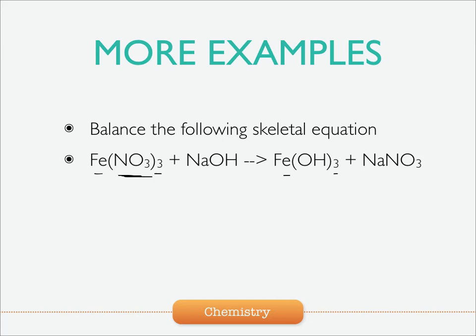But if we look at nitrates, we've got 3 nitrates here and only 1 nitrate, NO3, over here. So I'm going to put a 3 over here to balance that out. Now let's take a look at sodium. So I put this 3 here. That means I got 3 of them. I better put a 3 there.